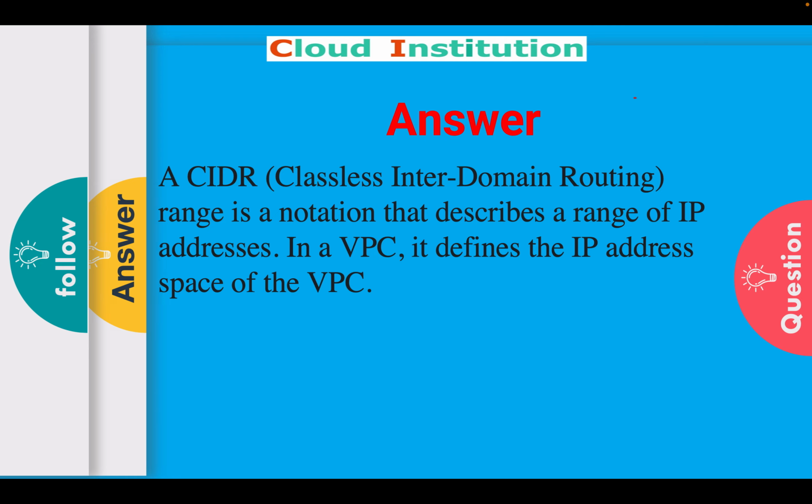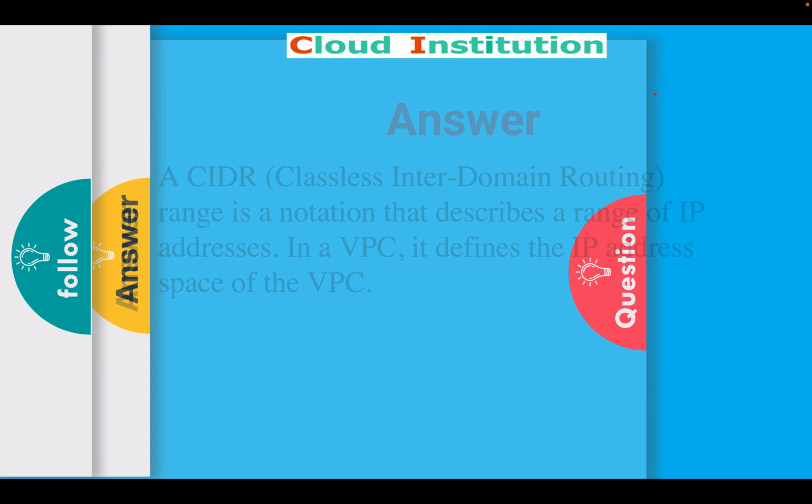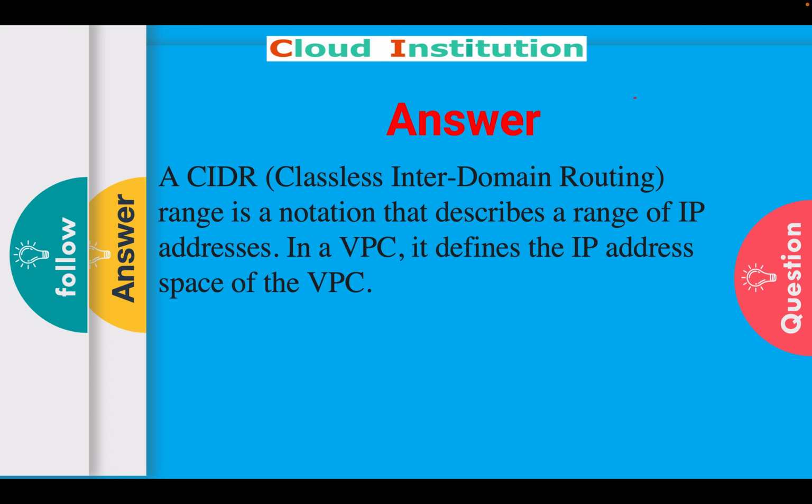For now, the question is, what is CIDR range in the context of VPC? My answer is, CIDR range is a notation to describe the range of IP addresses. For example, if you give /16, you'll get about 65,000 IP addresses. If you give /24, then you'll get 256 IP addresses. So that's the answer for this question.